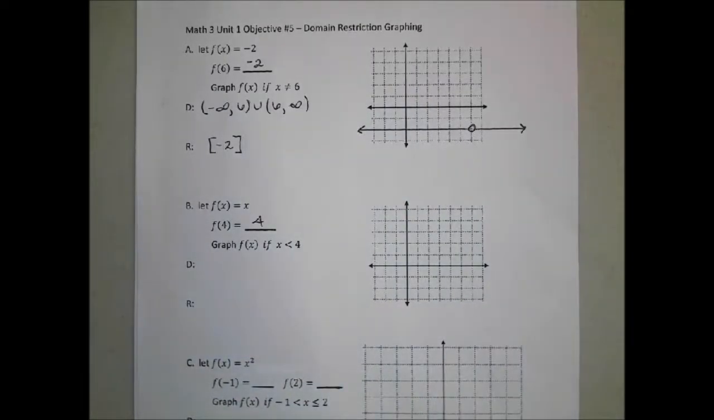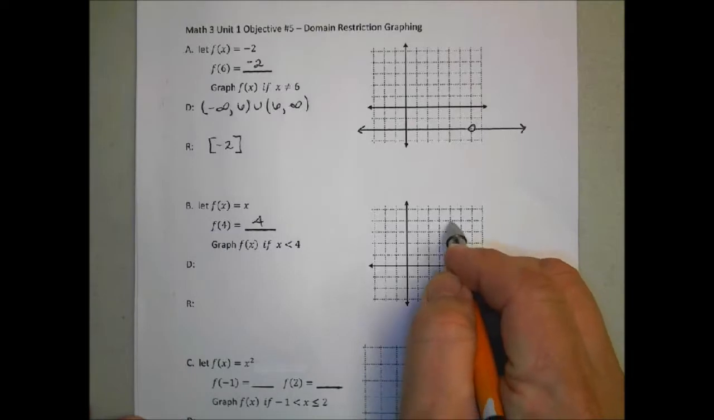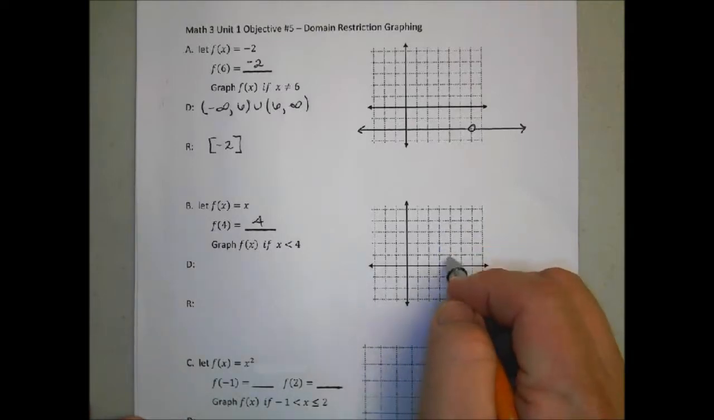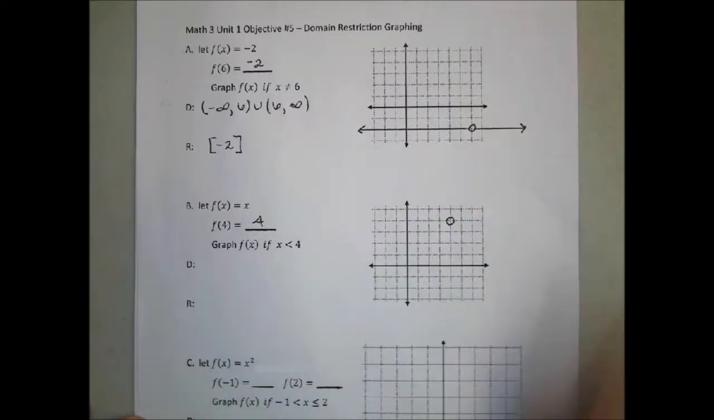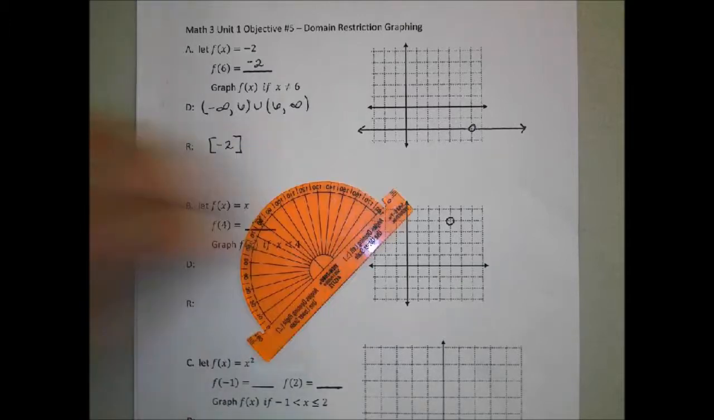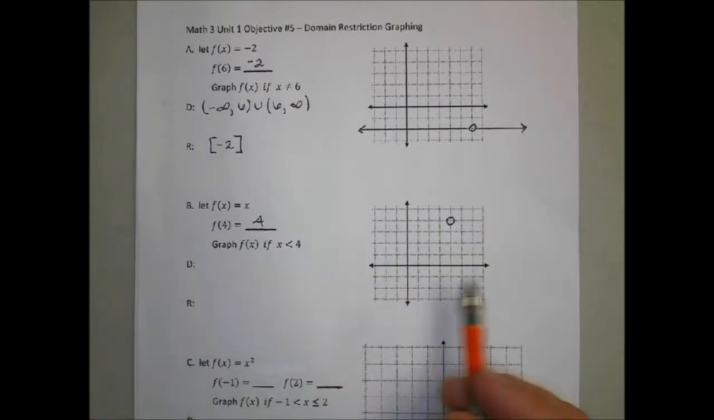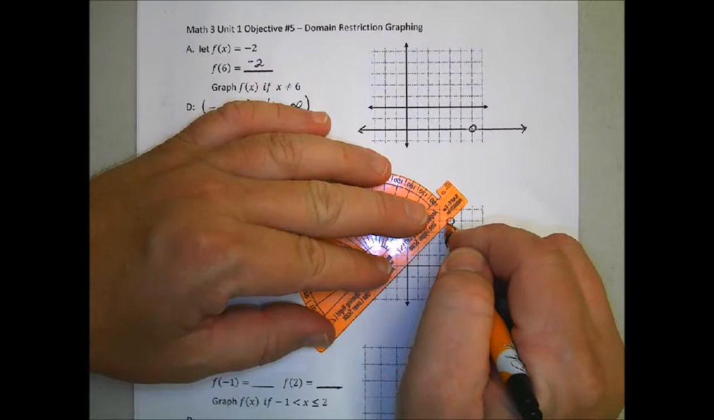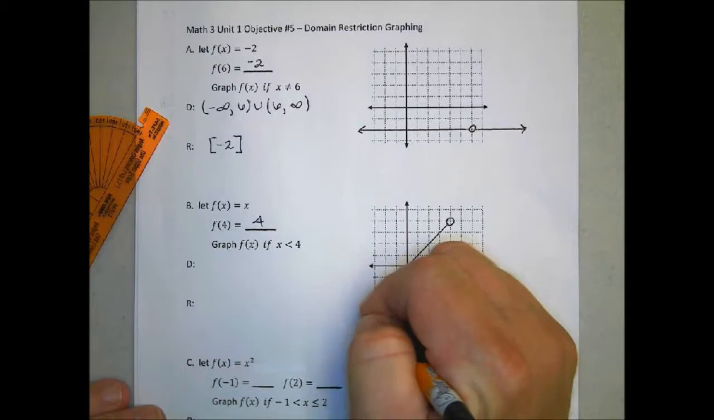So now graph f of x if x is less than 4. Well, we know 4 would be on the graph, except we can't use x equals 4, so again, it's an open hole. It's not closed. And then the graph, it still has a slope of 1. It's a linear equation with a slope of 1, but it's for all x's that are less than 4. So the only part of the graph we really care about is the part that's doing that.